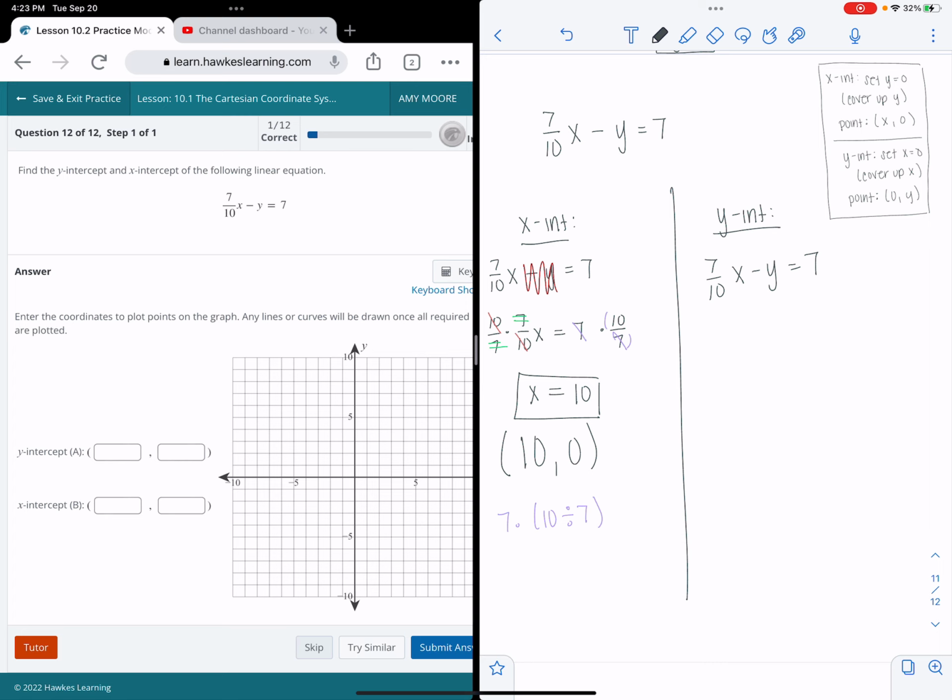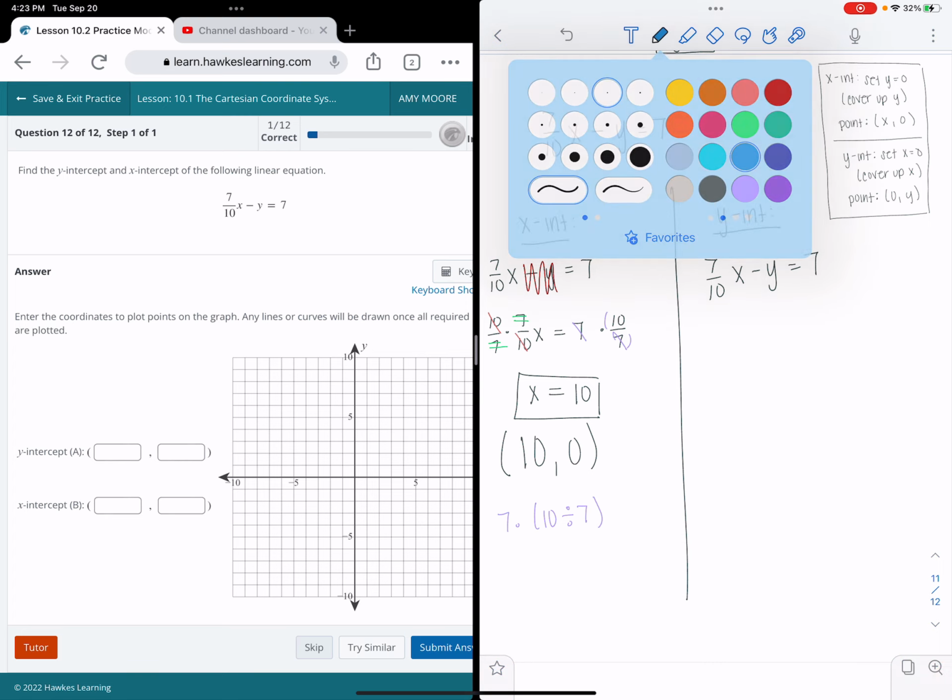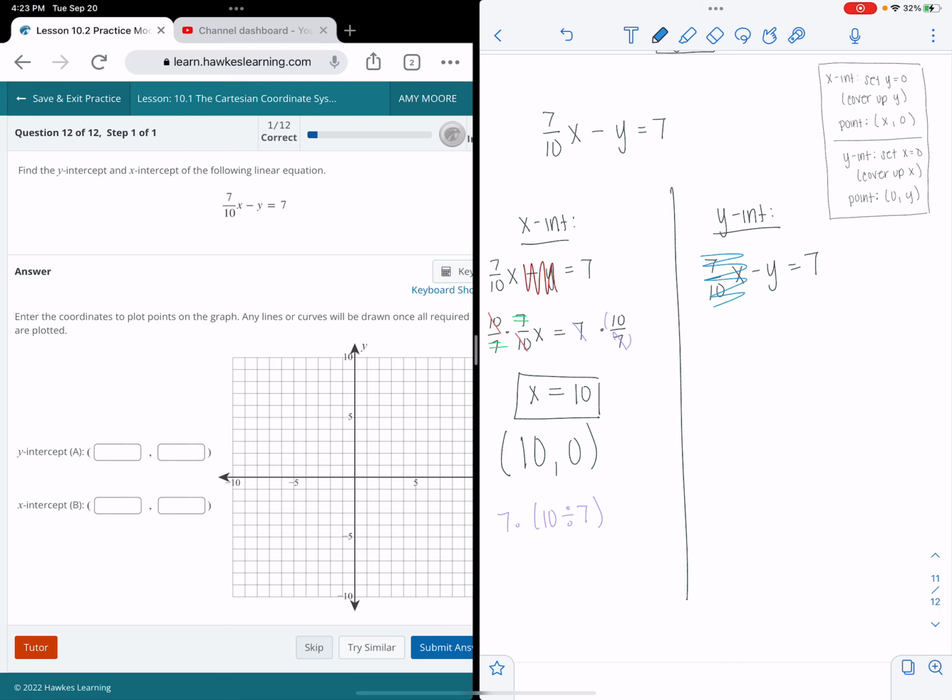All right, for the y-intercept, I've got my same equation, 7/10 x minus y equals 7. For the y-intercept, I'm going to cover up the x value. Don't cover up that negative sign because that negative goes with the y. So negative y equals 7. And I'm going to highlight that just so we don't lose it. And then I'm going to divide both sides by -1 to get y by itself. And then I'll have y equals -7 or the point 0, -7.